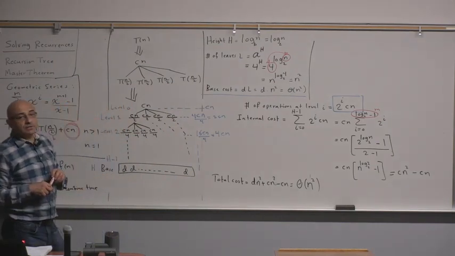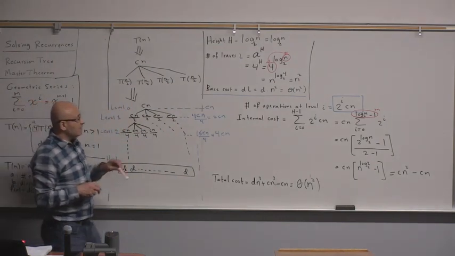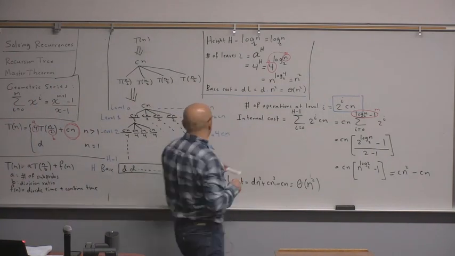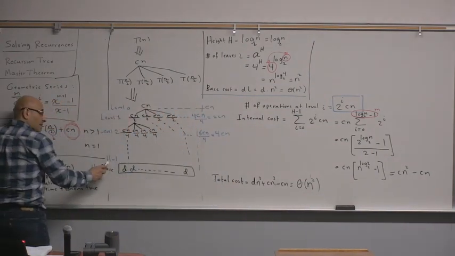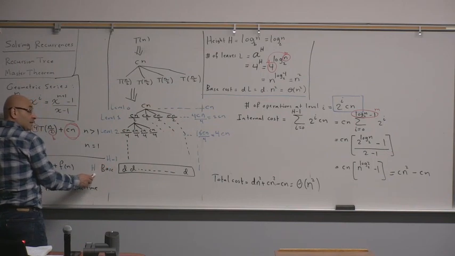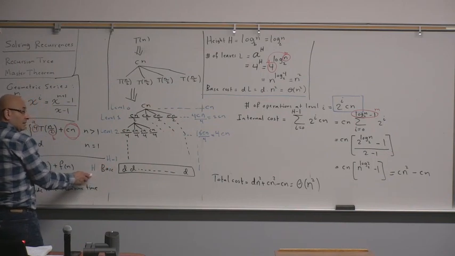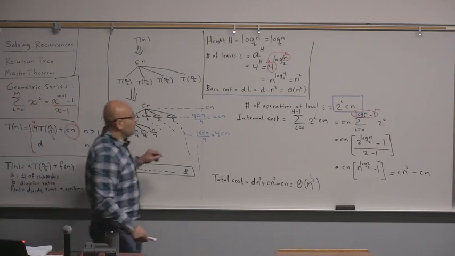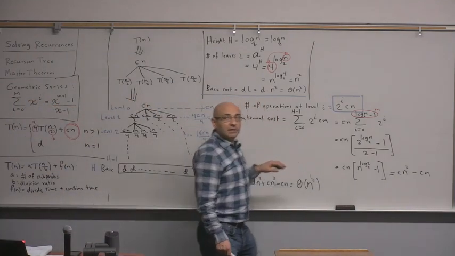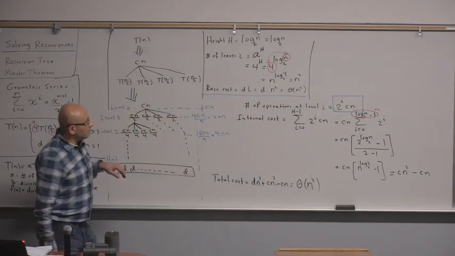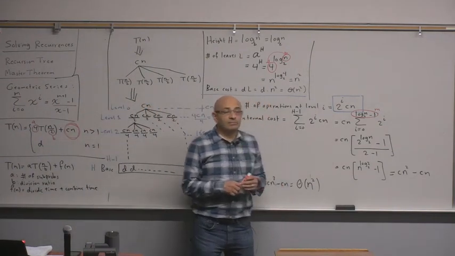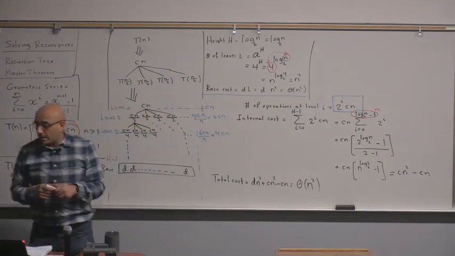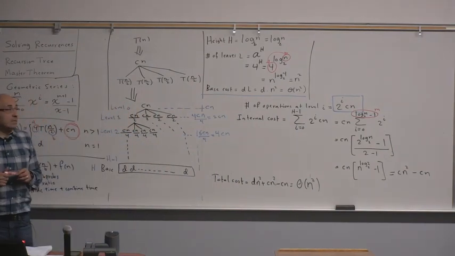Then once we get this figured, we do the summation from 0 to h minus 1, level 0, 1, 2, up to level h minus 1. Level h is the base level, and we calculate the summation. Okay, any questions on this?